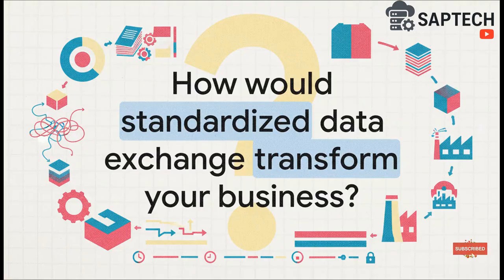So as we wrap up part 1, here's something to think about. What kind of problems happen in your own organization when different systems or departments can't talk to each other smoothly? Now imagine, how could a standardized, automated, and traceable way of exchanging data, just like this, totally transform your business?